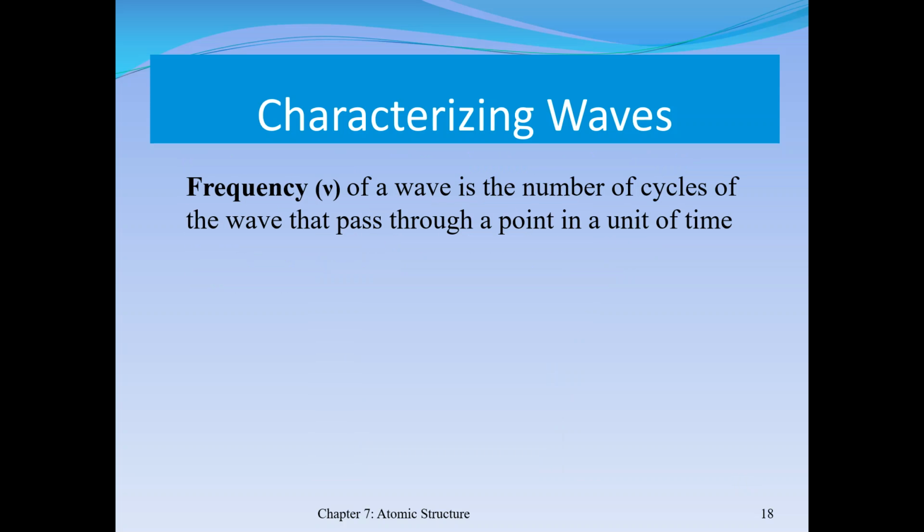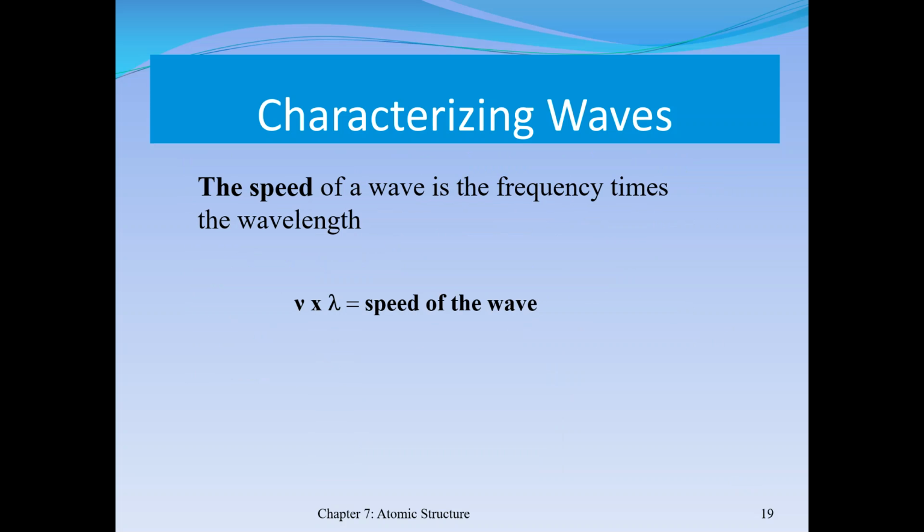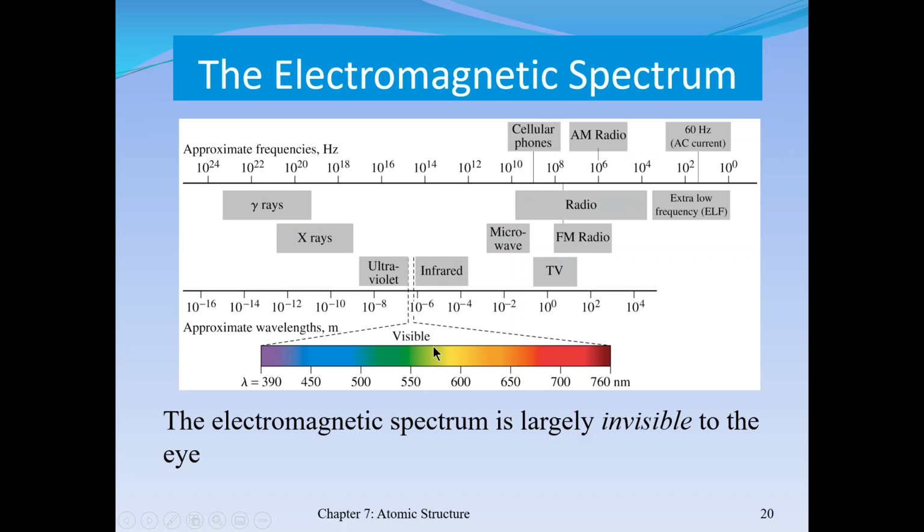All right, so those are the three main characteristics of a wave. And it turns out that there's a mathematical relationship between the wavelength and the frequency of a wave. It is given by this equation right here. The frequency multiplied by the wavelength would be equal to the speed of the wave, all right? Nu times lambda is equal to the speed of the wave.